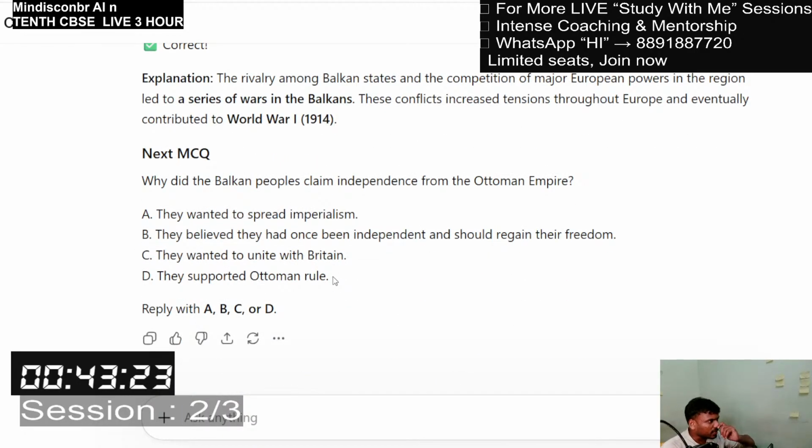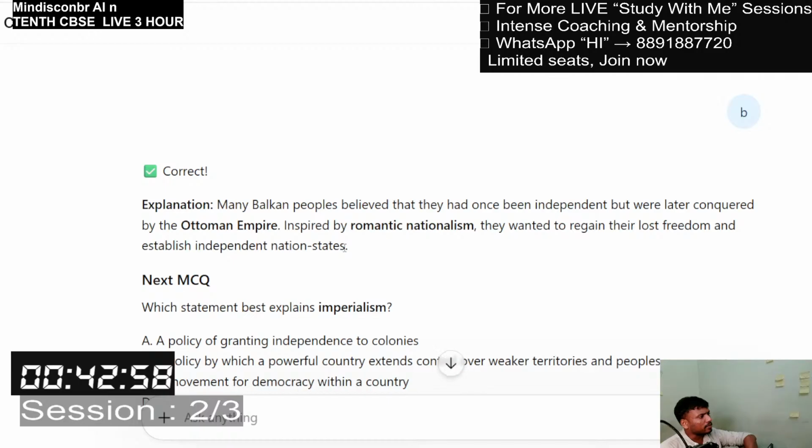Why did the Balkan peoples claim independence from the Ottoman Empire? They wanted to spread imperialism. They believed that they had once been independent and should regain their freedom. They wanted to unite with Britain. They supported Ottoman rule. They believed that they had once been independent and should regain their freedom. Explanation: Many Balkan peoples believed that they had once been independent but were later conquered by the Ottoman Empire. Inspired by romantic nationalism, they wanted to regain their lost freedom and establish independent nation states.